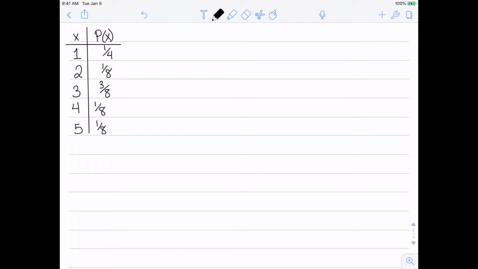So here's an example of a probability distribution. We have the first column, which is the x values. These are all of the possible outcomes. And then on the right, we have their probabilities. So the probability of getting a 1 on this probability experiment would be 1/4. The probability of getting a 2 is 1/8, etc. And we can double check adding all of these probabilities, 1/4 plus 1/8 plus 3/8 plus 1/8 plus 1/8 is equal to 1. So this actually is a probability distribution.